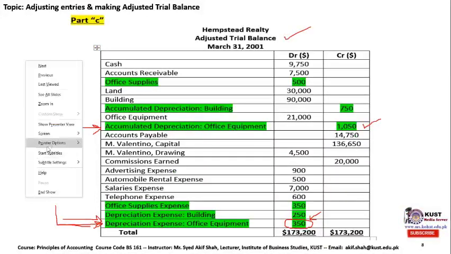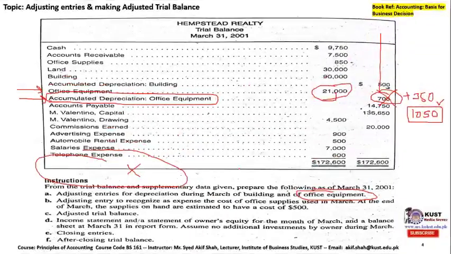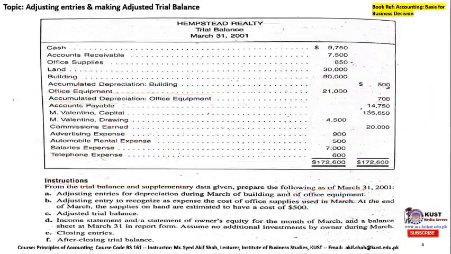After incorporating the adjusting entries, we have to go back to the trial balance in the question. Here it is, our question in the trial balance. We can see that the next account title is accounts payable. Afterwards, we have M. Valentino Capital.